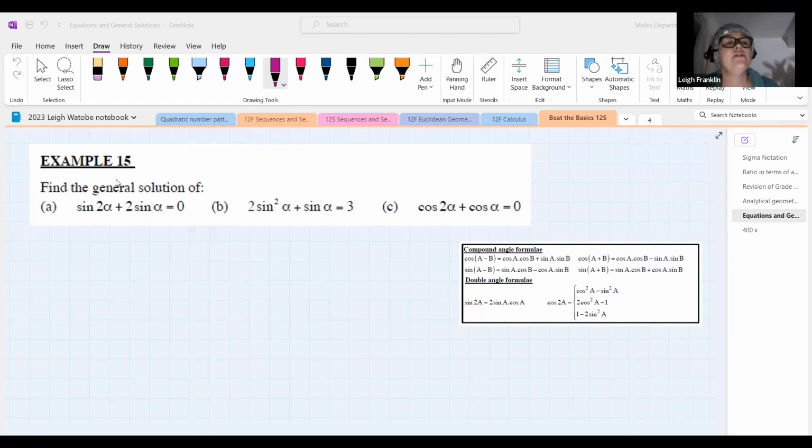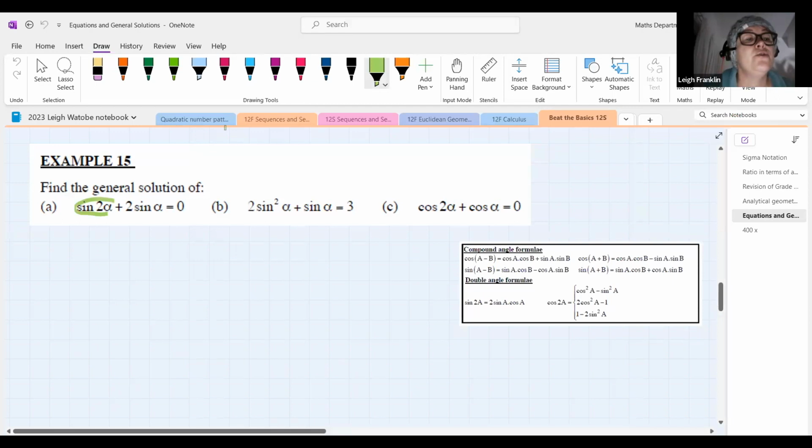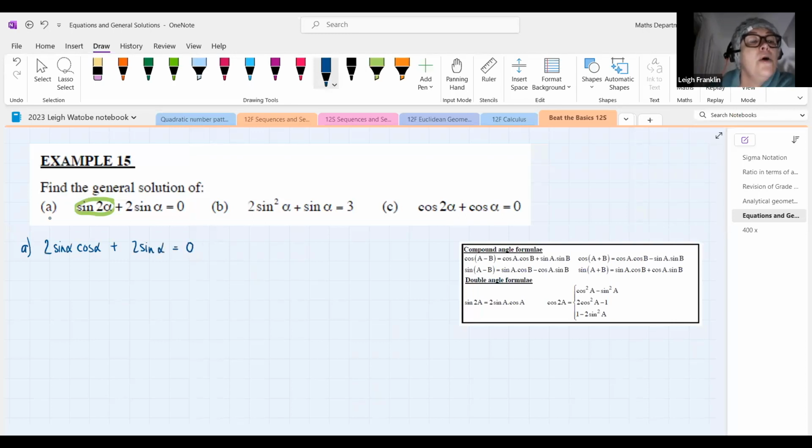All right, so in the case of the first one, you are looking at sine 2 alpha. You know that according to your double angle formulae, there really is only one way in which you could write that, and that would be to write it as 2 sine alpha cos alpha plus 2 sine alpha equals 0. Okay, so after you have applied a compound angle or a double angle formula, look for a method of factorizing: either highest common factor, trinomial, difference of two squares, heaven forbid, something like grouping, etc.